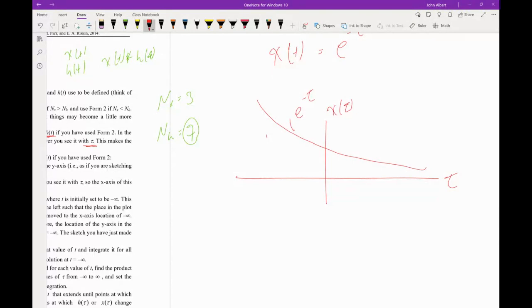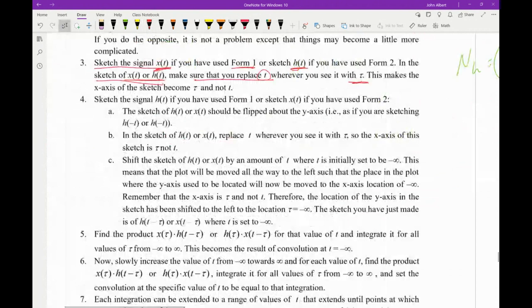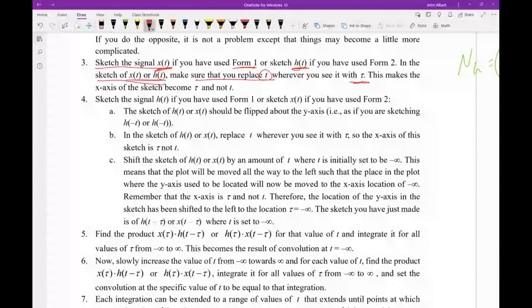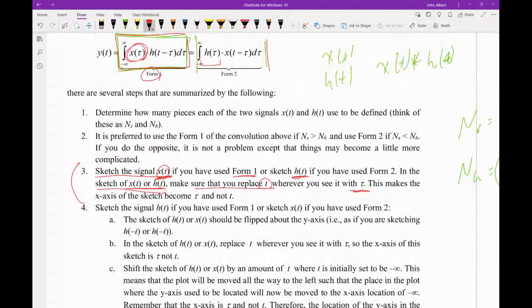So if this was h of t, I'll have to do the same process if I was using the other form. So I'll have to write h of tau, and wherever I see t, replace it with tau. Okay? So this is basically sketch, point number 3. Now point number 4 is probably not the most complicated, but one of the most complicated steps of the process. Now we have sketched x of t because let's say we are using form 1, or we have sketched h of t because we are using form 2. So we have done already this or this, depending on which form we are doing.